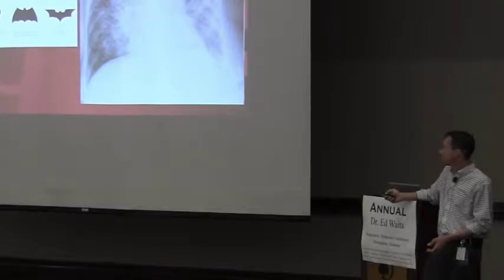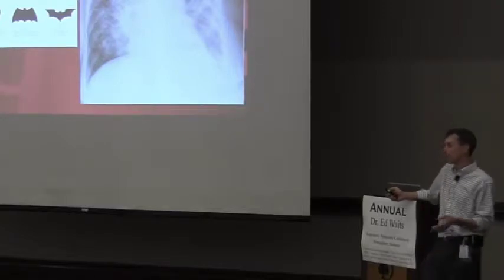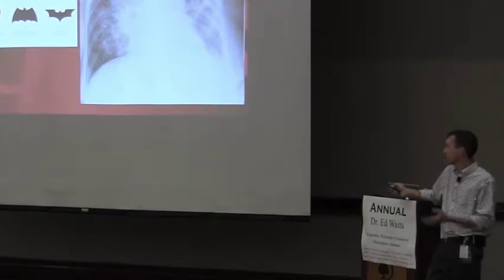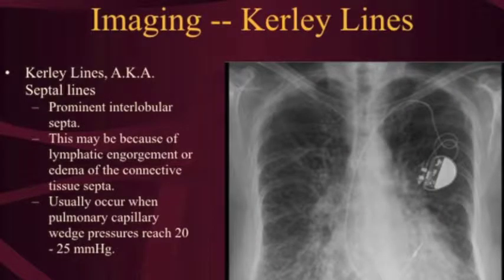So that's batwing pulmonary edema. Interestingly, there's a disease called chronic eosinophilic pneumonia, which is reverse pulmonary edema. It's the opposite of that, where you have the infiltrates around the edges and central clearing. Anyway, this is your classic pulmonary edema.